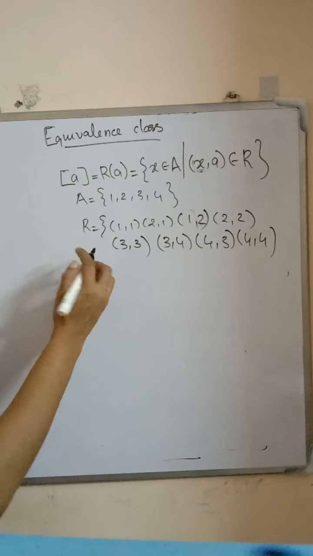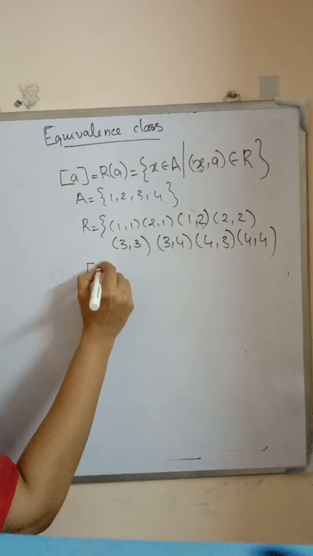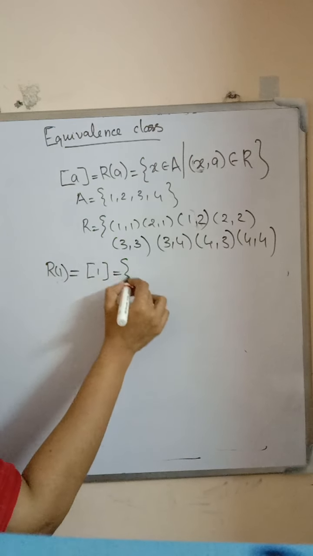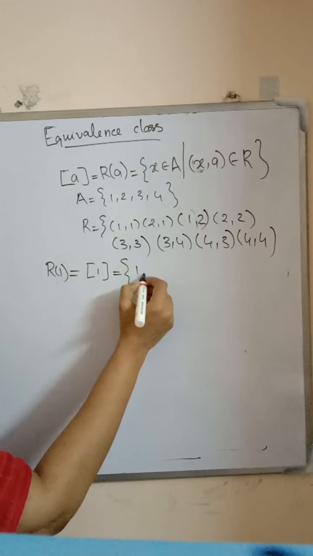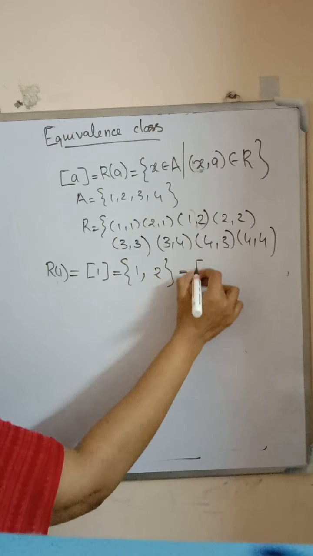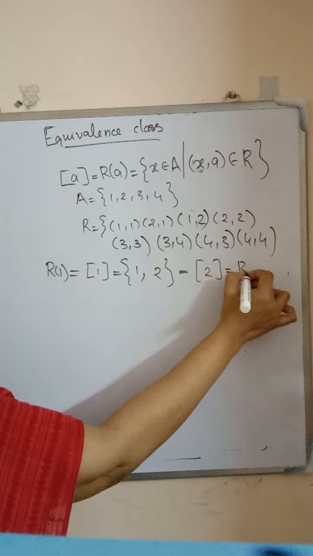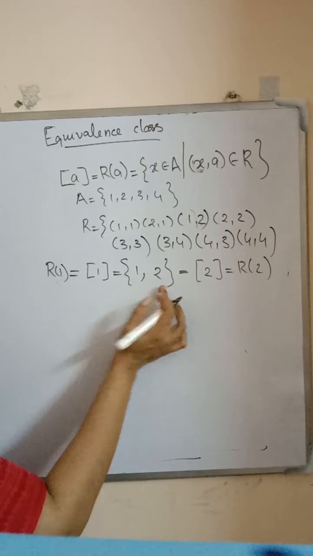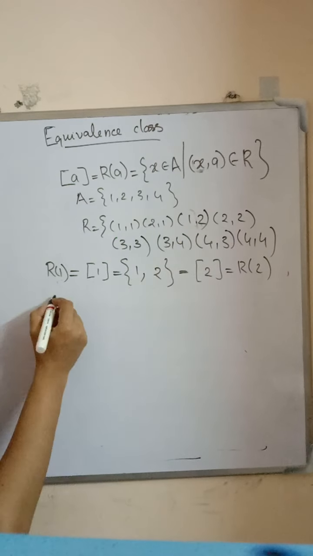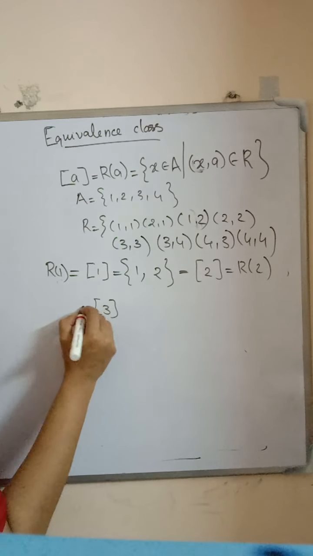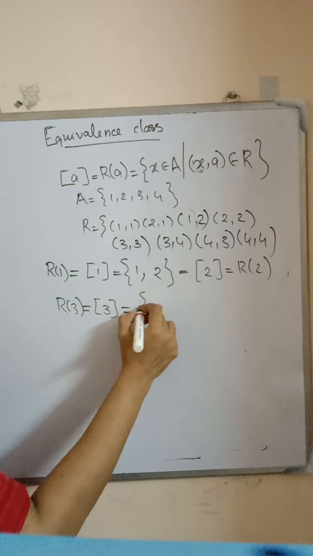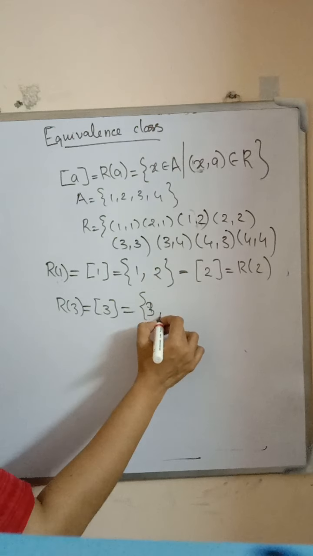Here in this example, the equivalence class of 1, also represented as R(1), equals the set of elements related to 1: 1 is related to 1, and 1 is related to 2. So it is {1, 2}. Similarly, the equivalence class of 2, or R(2), is also the same set {1, 2}, because 2 is related to 1 and 2 is related to 2. Again, the equivalence class of 3, that is R(3), equals 3 related to 3 and 3 related to 4, so it is the set {3, 4}.